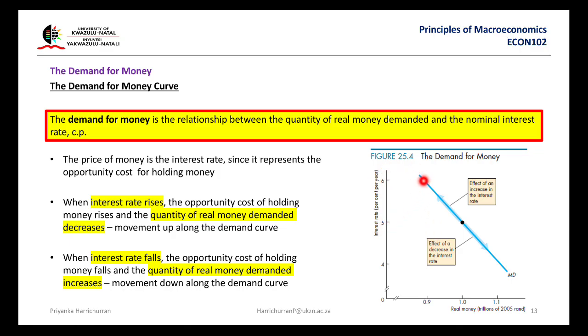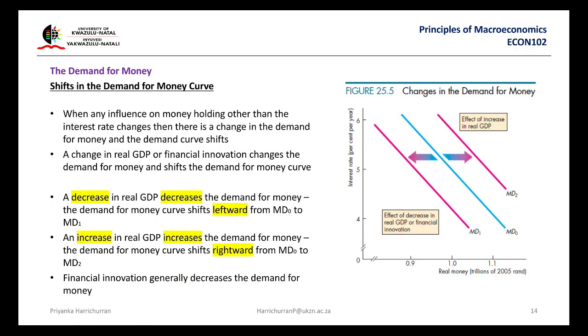Now any change in interest rate moves along the curve. But anything besides interest rate, for example real GDP increases or price level increases, this whole demand curve will move. So if it increases, it'll go like this. If it decreases, it'll go like that. Shift in the demand curve. As I said, a decrease in real GDP decreases the demand, an increase in real GDP increases demand. So you can see, the same thing I drew.